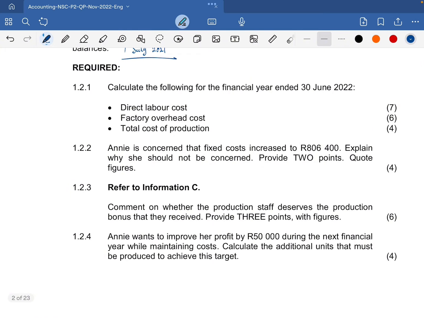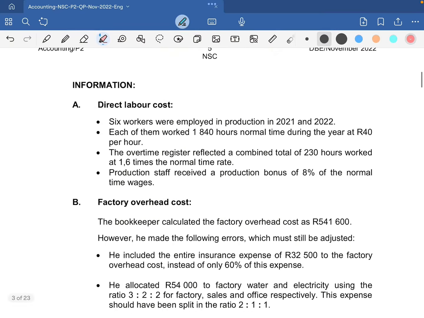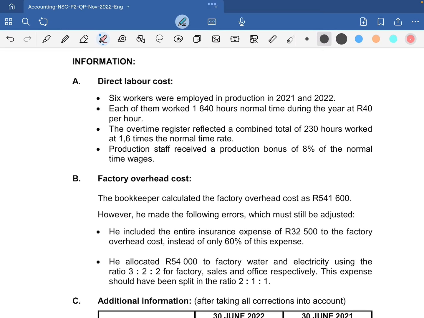Now the required 1.2.1 says calculate the following for the financial year ended 30 June 2022. The first bullet point, we're going to calculate our direct labor cost. Second, factory overhead cost. And then lastly, we will calculate the total cost of production. Now looking at our information A, it is well given to us. Information A says direct labor cost, 6 workers were employed in production in 2021 and 2022. Okay, so we are noting that we had 6 workers.